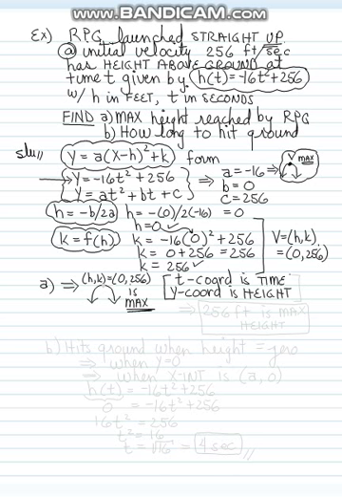Okay, so since we have an upside down parabola, the vertex is a high point. That means the y-coordinate, which is 256 feet, is the max height.